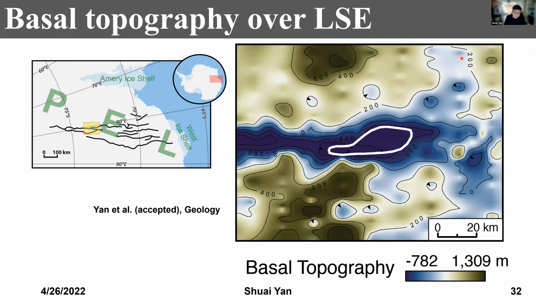Here's a basal topography map. It's very obvious that Lake Snow Eagle is sitting in a subglacial channel. So we confirm the existence of this proposed canyon channel, at least in this part of PEL.